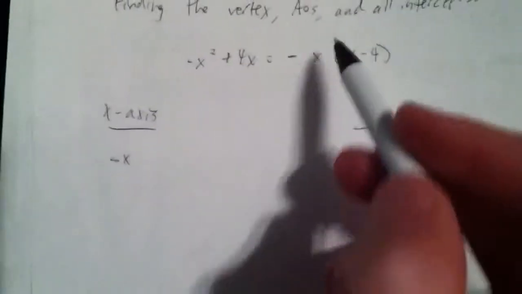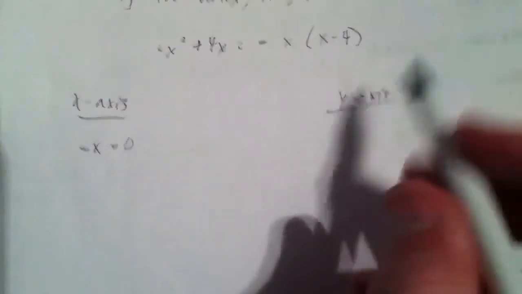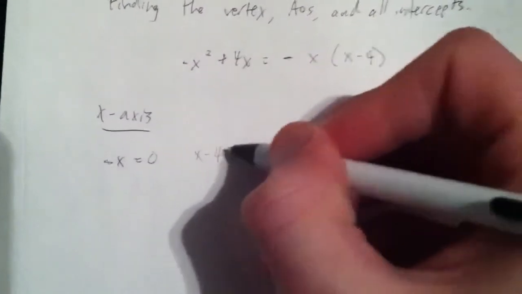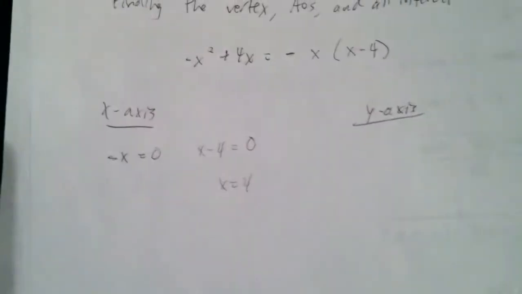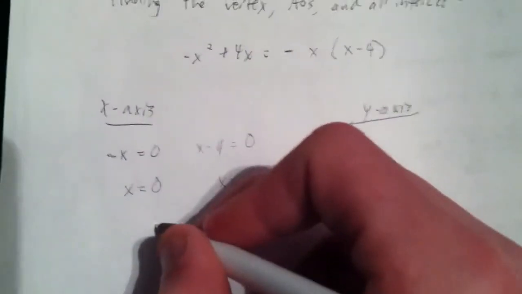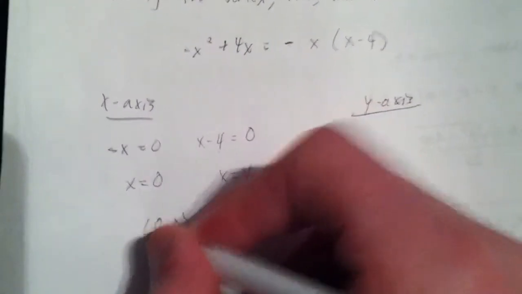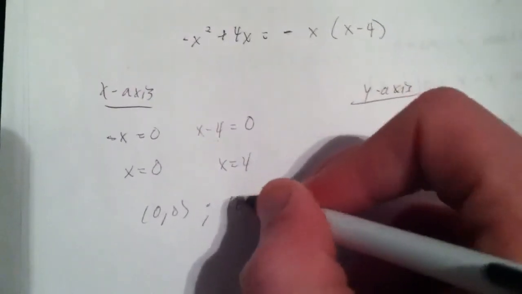So what you're going to do is take this first one, set it equal to 0, and your second one, and set it equal to 0. That's how you find both your intercepts. So you get x equals 4, you just add 4. And negative x equals 0 is the same as x equals 0. So your x-intercepts are 0, 0, and 4, 0.